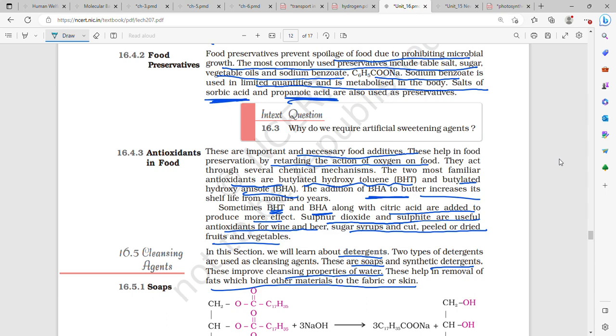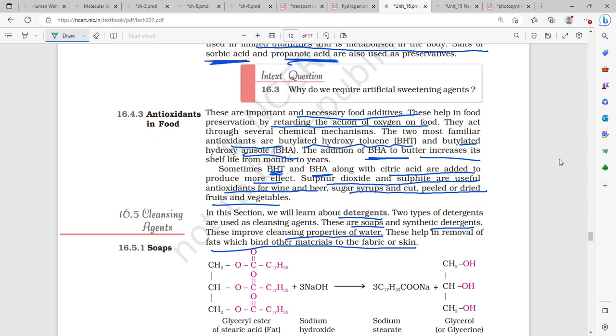So, what are the preservatives which are commonly used? Table salt, sugar, and vegetable oil, and sodium benzoate, that is C6H5COONa. Sodium benzoate is used in limited quantities because it is metabolized in our body, and then other salts of propionic acid and sorbic acid are also used as preservatives.